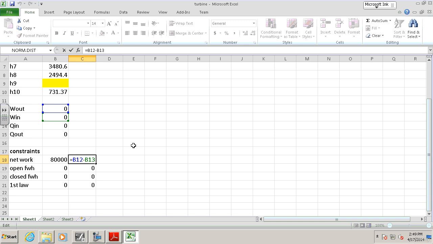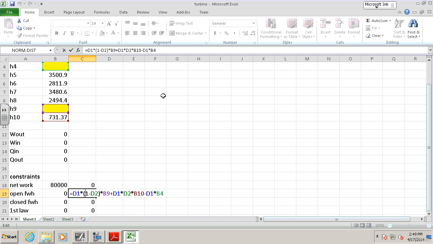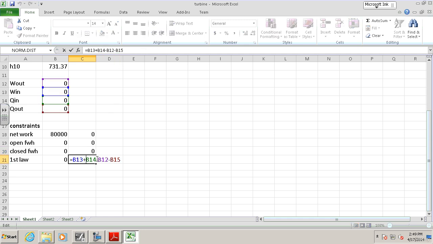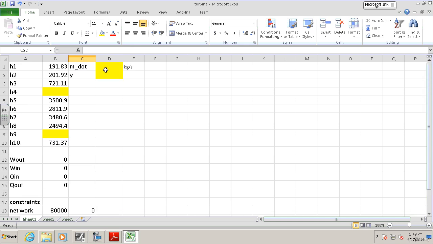I also analyzed the open feed water heater, which is the mixing chamber, and I got the expressions for that. And I've also got expressions for the closed feed water heater, and then an overall first law analysis. I put them all in there, and then I said, okay, I'm going to pull up my solver and solve this thing.